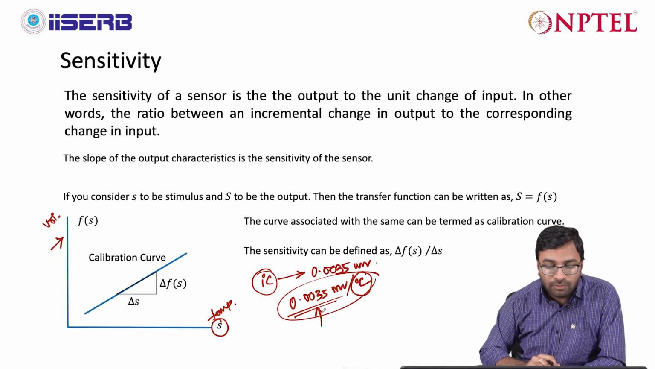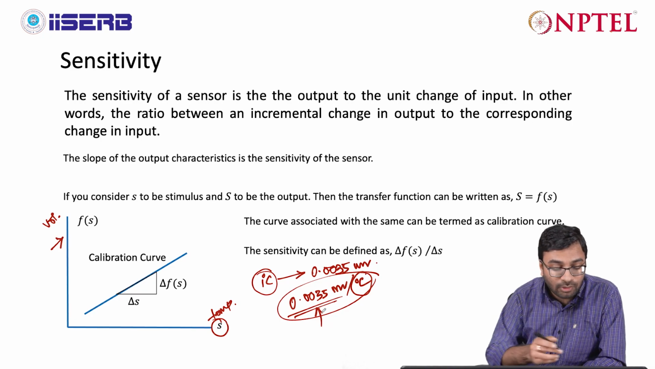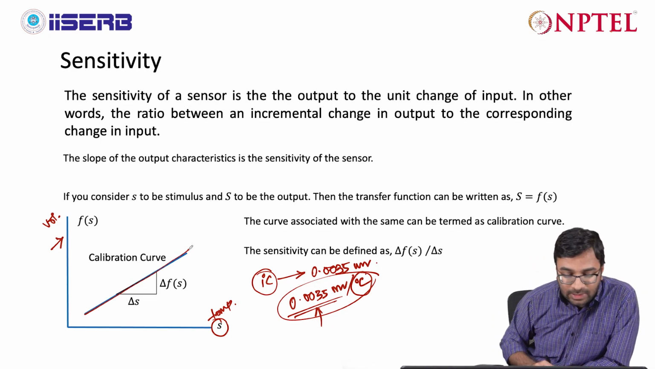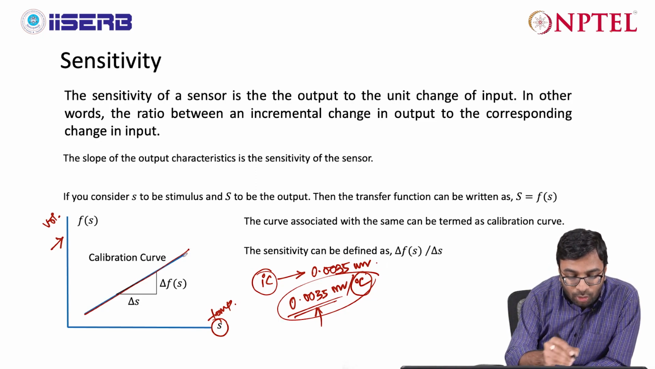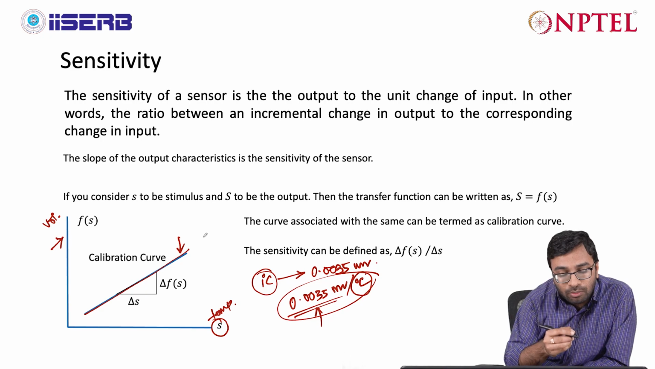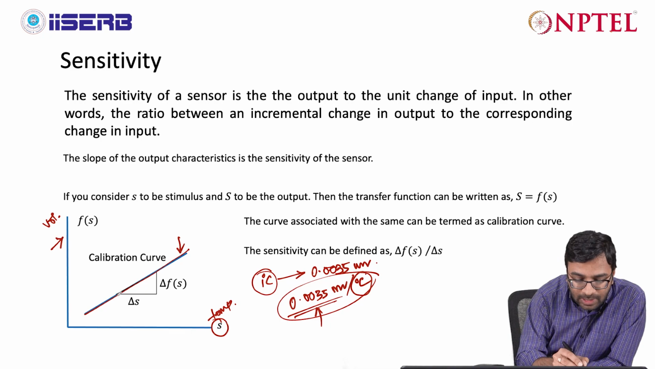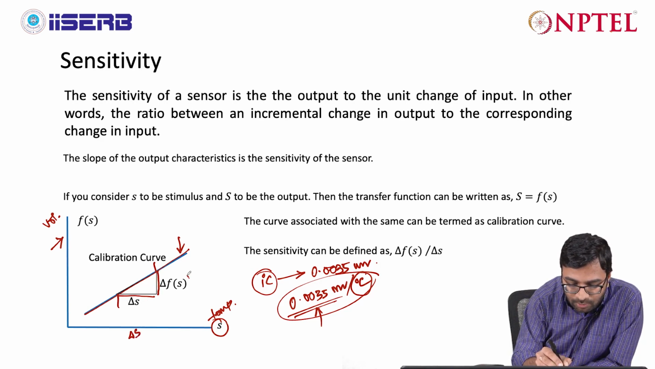From the definition itself, what I have said, it is very clear, it's nothing but the slope of that particular curve. So if you have a linear calibration curve, then if you figure out the slope of this curve, this actually shows for unit change in the input, what is the change in the output. So what you do in that case, you take a particular section, you measure what is the input change here, which is delta S, and you measure what is the output change here, which is delta Fs.